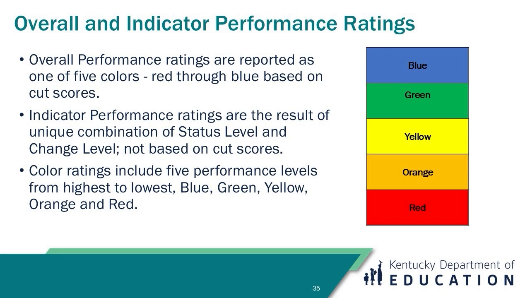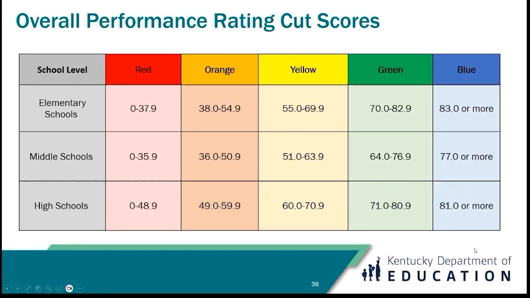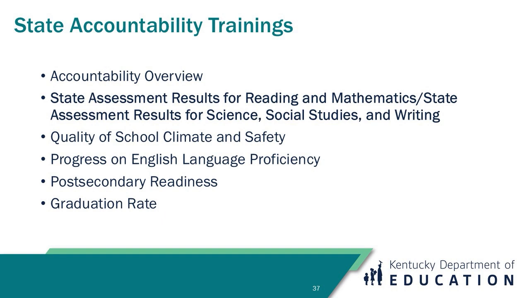As we discussed earlier in this training, indicator performance ratings are also reported as colors, which is a result of a unique combination of status level and change level, and not based on cut scores. This slide provides the overall performance rating cut scores. Again, these were established in 2023 and have not changed since.